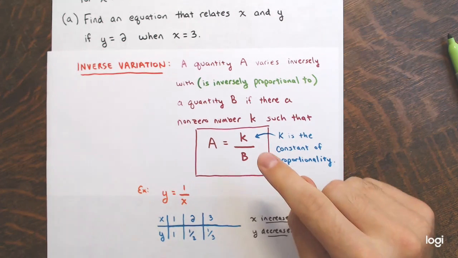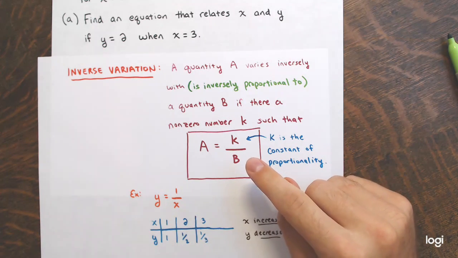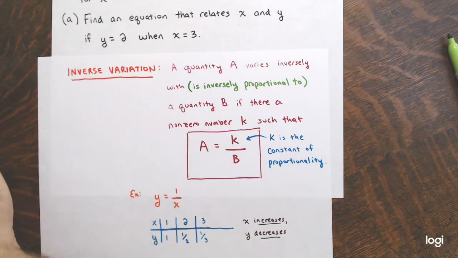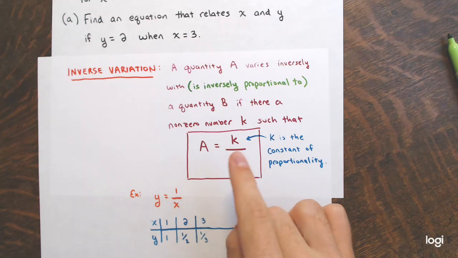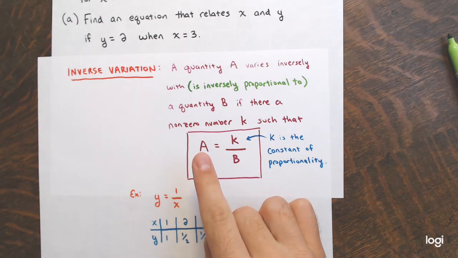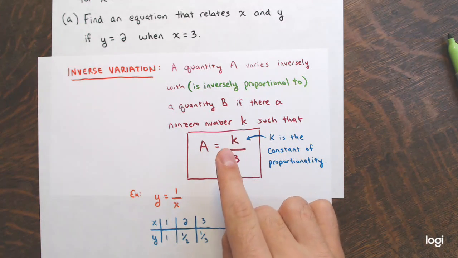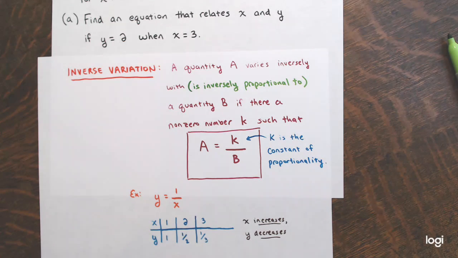But the key to this is this model right here, this setup, this equation. When they say one quantity varies inversely with another, or when one quantity is inversely proportional to another, that means there is an equation like this that you can set up between the two: one quantity is equal to some constant divided by the other quantity.